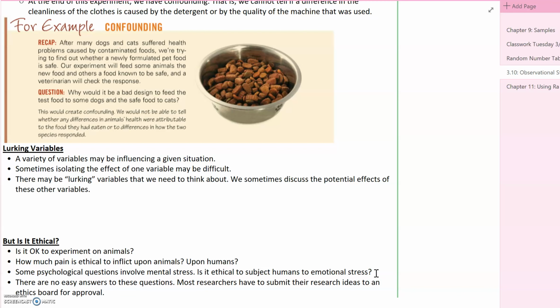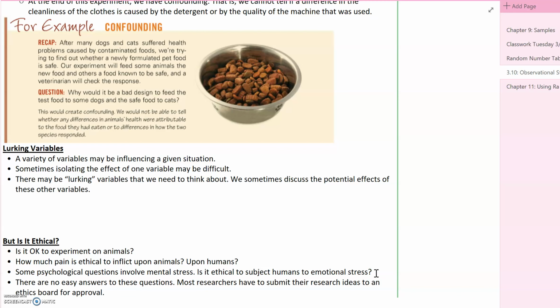Some things may be painful, some things might give you some psychological stress or some mental stress or emotional stress. So the ethics of experiments, we have an ethics board in our country that approves ideas, but it is up for debate as to whether or not things are ethical, and it has to do with your own moral compass and your tolerance for people being a part of an experiment. So I will leave you with that.